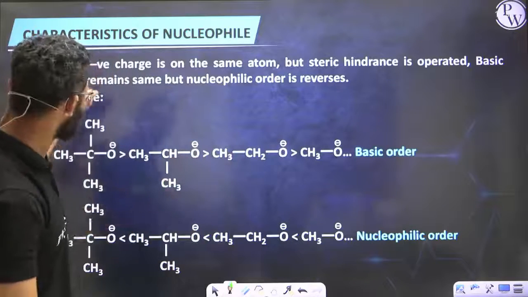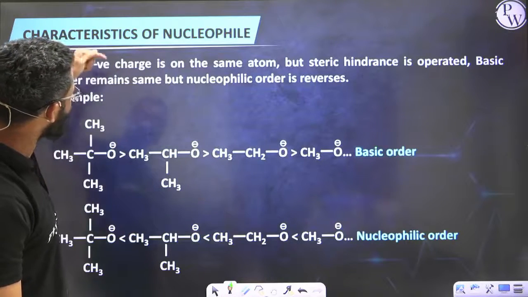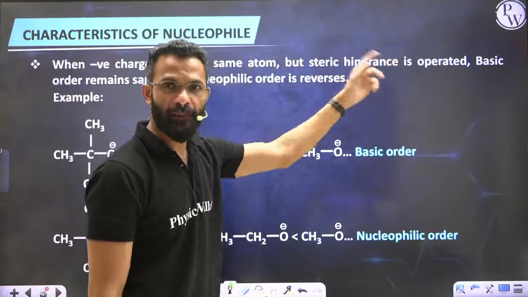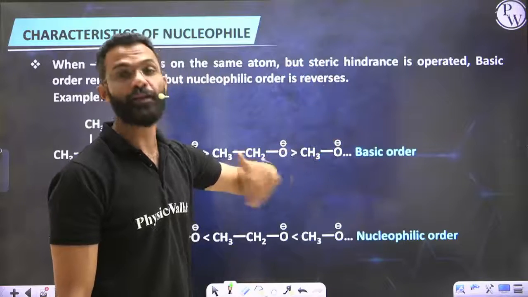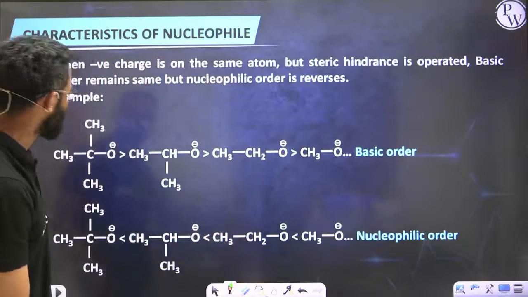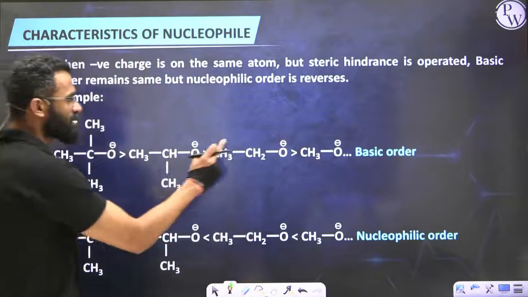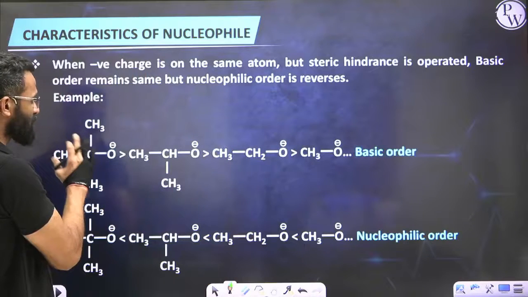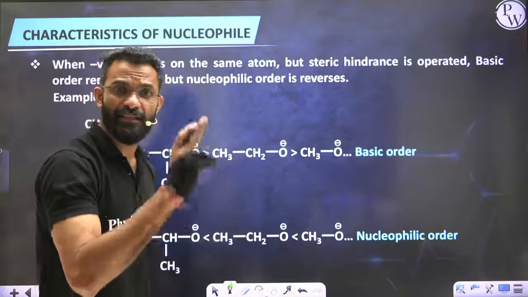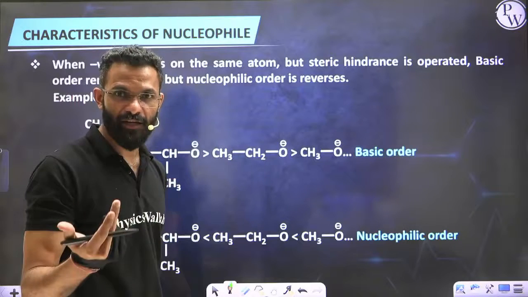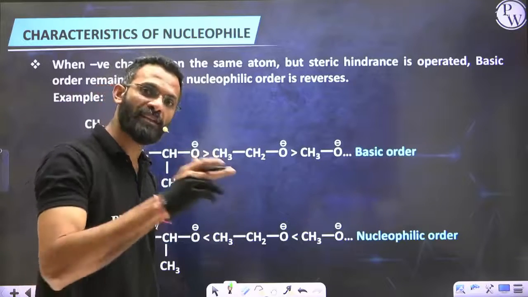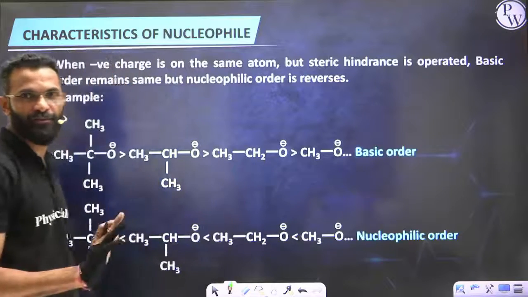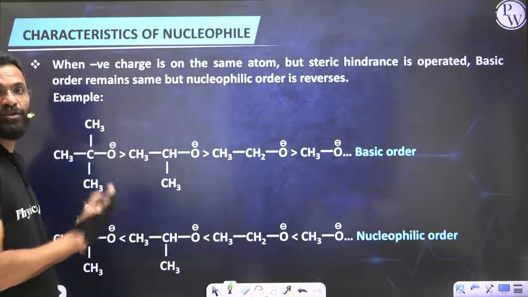Hence, listen to this. When a negative charge is on the same atom, but steric hindrance is operating, then the basic order remains the same, but the nucleophilic order reverses. When the negative charge is on the same atom, but steric hindrance is operating in the molecule, then the basic order remains as it is. As it is, as in, you check the order of the corresponding acid, meaning the conjugate acid, and a stronger acid's conjugate base is poor. So you'll find out the basic order according to the thumb rule that we studied in the previous slide. But the nucleophilic order will reverse.